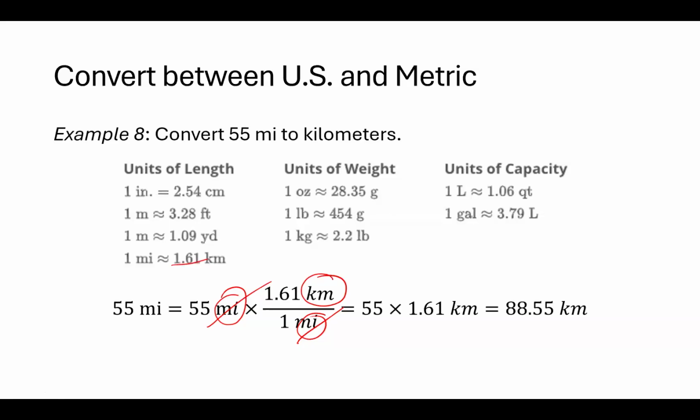This indicates a multiplication, 55 times 1.61, which is 88.55 kilometers. So this is my answer: 55 miles is equivalent to 88 and a half kilometers. So miles are actually longer than kilometers. That's another conclusion that we can make from there.